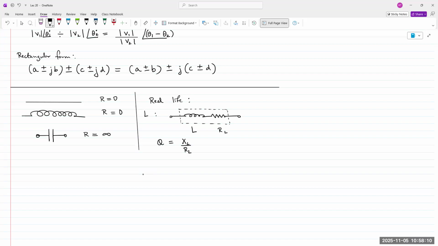Reactance, if you have not yet reached that point, you will review that in the lecture homework. XL is 2 pi FL, or simply omega L. So if it's an ideal inductor, RL is equal to 0, quality is infinite.